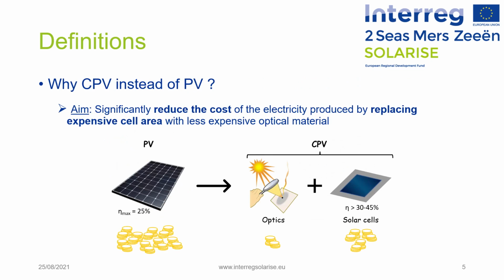But then the question is, why use concentrating photovoltaics instead of only usual photovoltaics? Well, since CPV uses optical devices to concentrate sunlight onto a solar cell, this allows for a reduction in the cell's area required for producing a given amount of power. Thus, the global aim of this technology is to significantly reduce the cost of electricity generated by replacing expensive cell area with less expensive optical material. This approach also provides the opportunity to use higher performance multi-junction cells that would be prohibitively expensive without concentration.